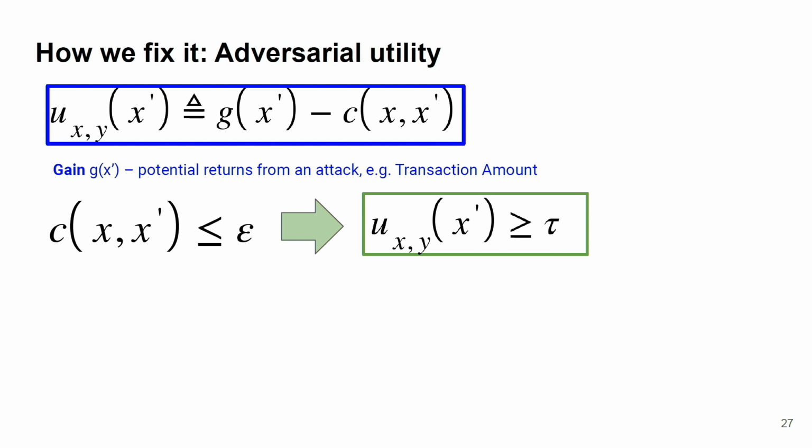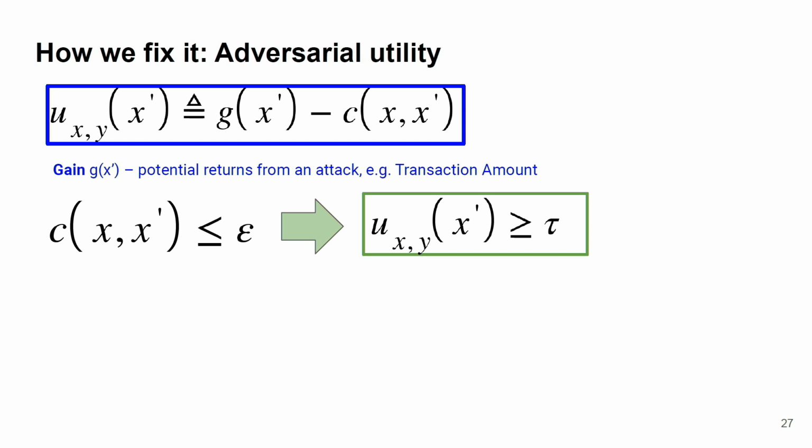So in order to fix it, we introduce two functions. One function is the gain, which is the amount of money, the potential returns from an attack. And in our examples, this would be a transaction amount. And also the utility function, which is gain minus cost.